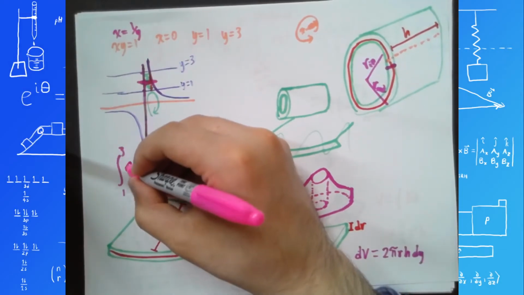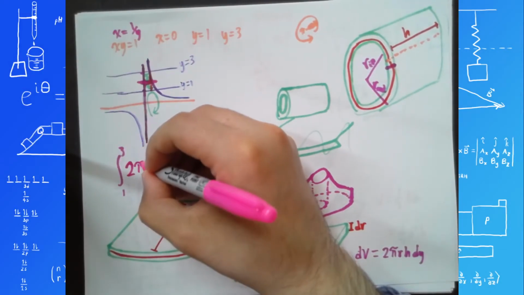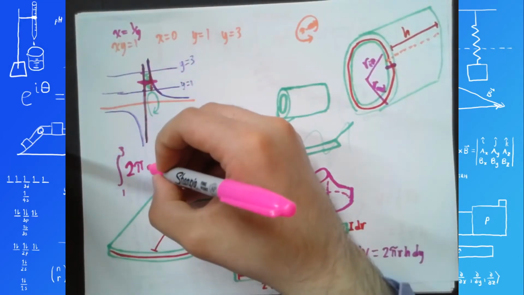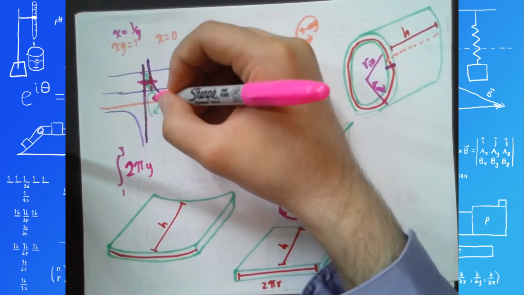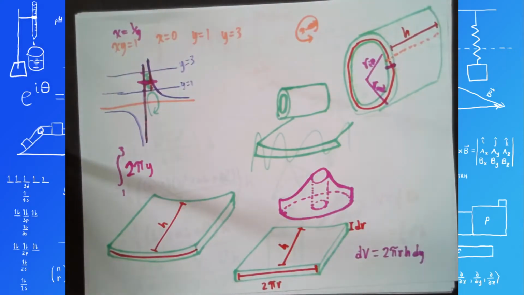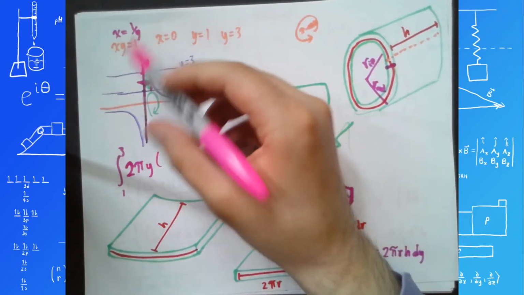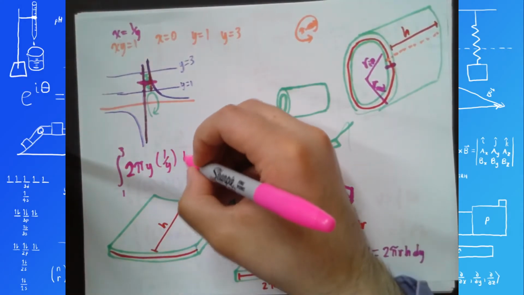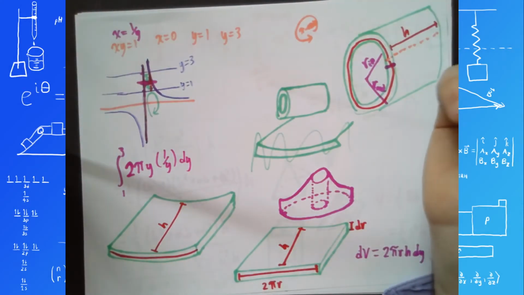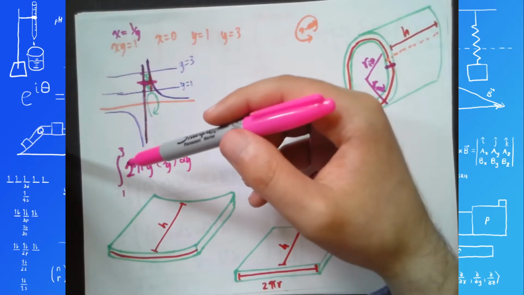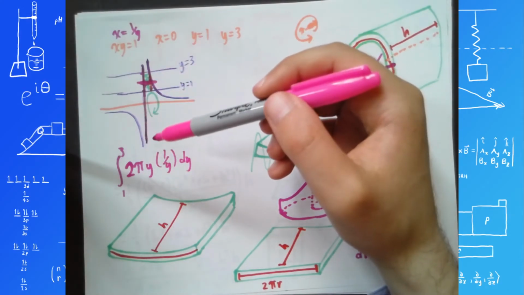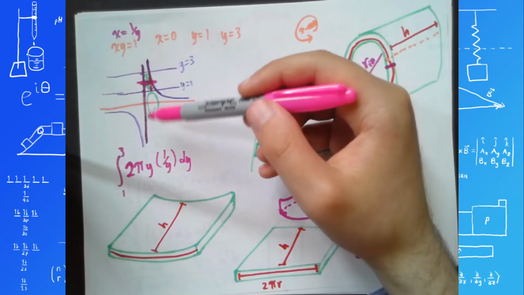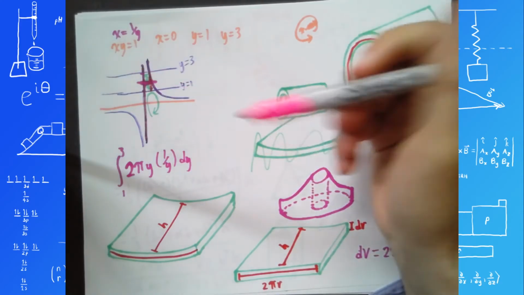So that's 2 pi times our radius, which in this case is just going to be y itself, times our height, which is 1 over y minus 0, or 1 over y, and then integrated with respect to y. Okay, did I set all that up right? Doesn't hurt to double check. Let's see. Yeah, that all checks out.